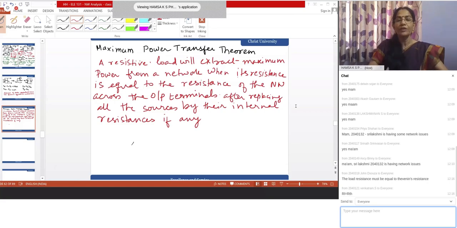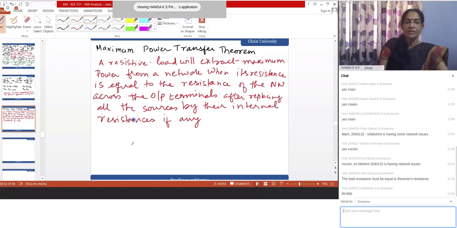So far we have analyzed many circuits. We have given some load resistance value, right? So this theorem says that if the load resistance value is equal to the Thevenin resistance of the circuit, then maximum power will be transferred to the load. Maximum power will be transferred to the load when the load resistance value is equal to the Thevenin resistance value.